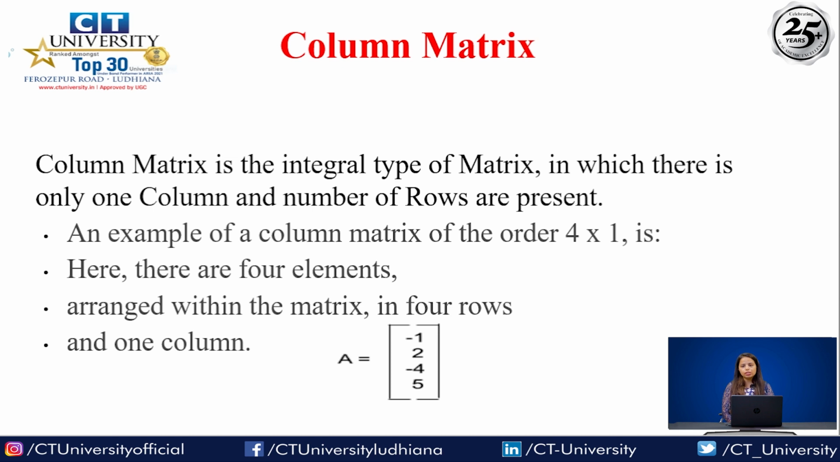So your matrix will be of type 4 cross 1, because according to the definition of a matrix, the order will be m cross n. Here m is the number of rows and n is the number of columns. In this, the number of columns is 1 and the number of rows is 4. So the order of the matrix is 4 cross 1, and the condition for the column matrix is that there must be only one column and any number of rows.